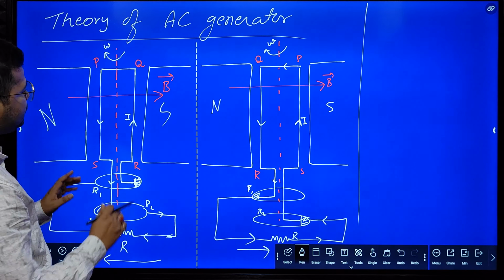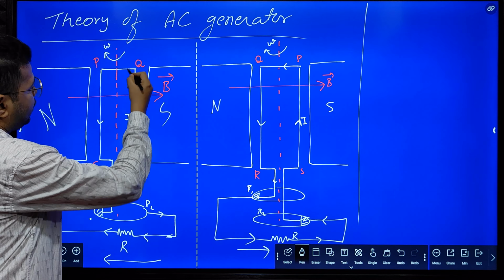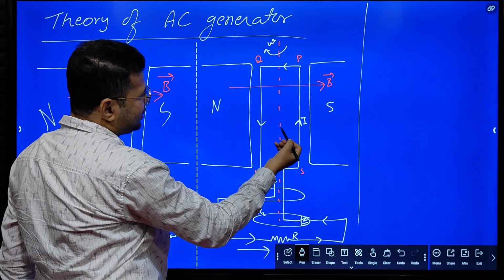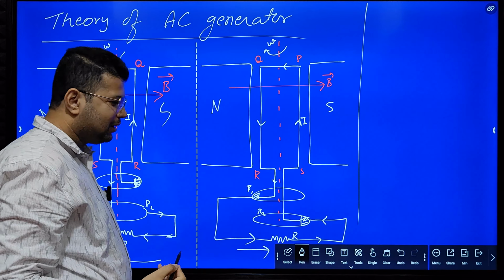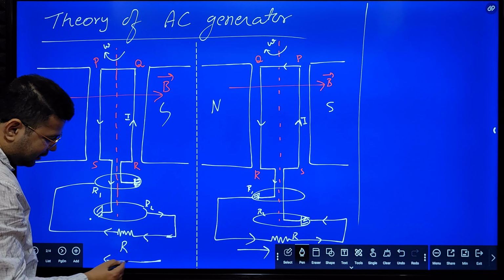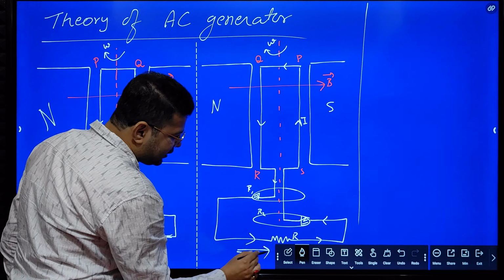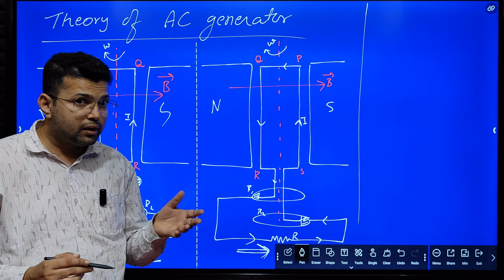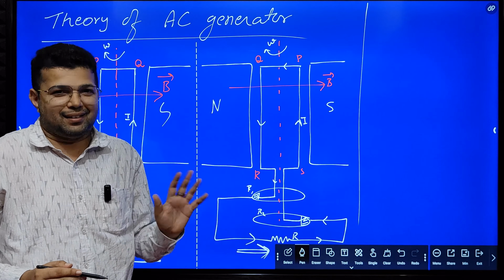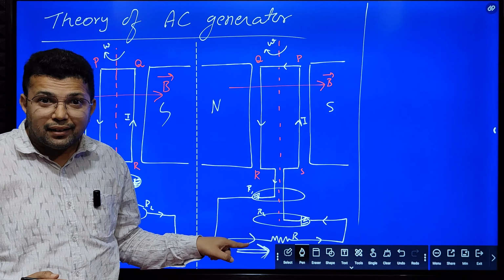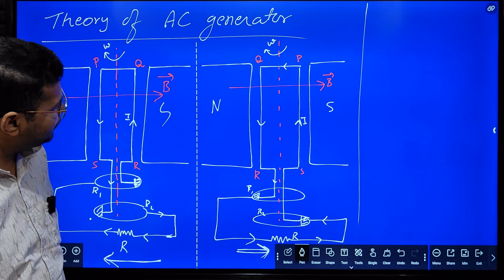You see, initially current was going from R to Q. Here current is coming from Q to R. You can observe here, there is a potential drop across the resistor initially in this direction, after half rotation in this direction. Means within a cycle, the direction of current produced alternates, changes with respect to time. That is why we call this current generated as alternating current.